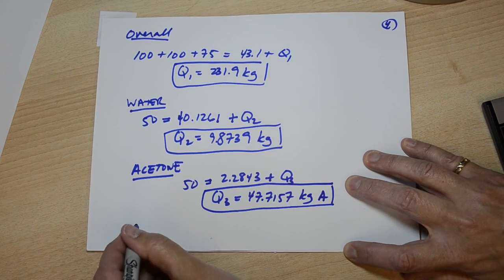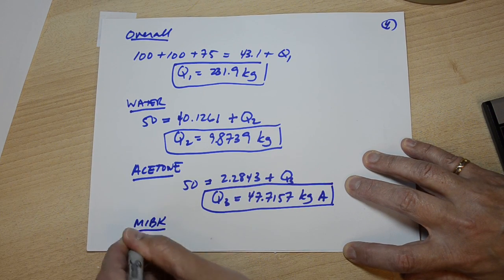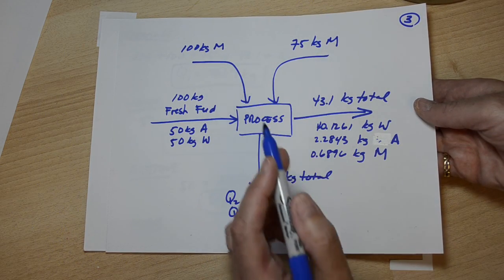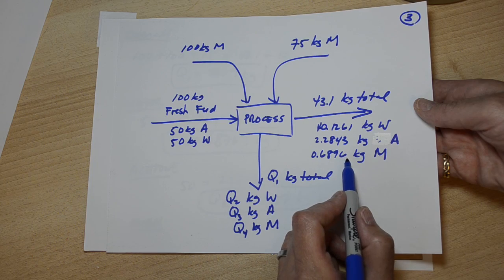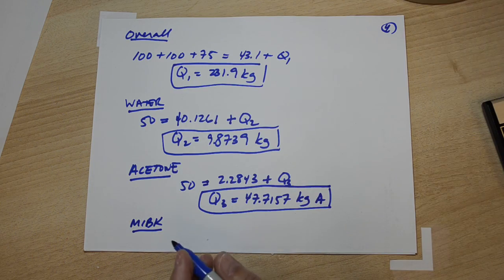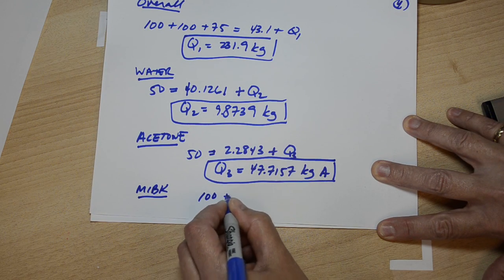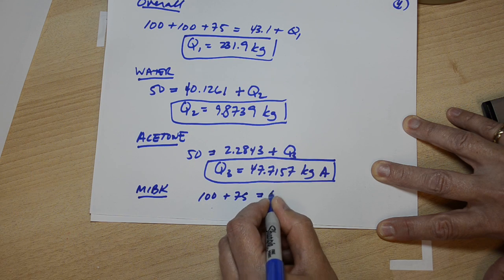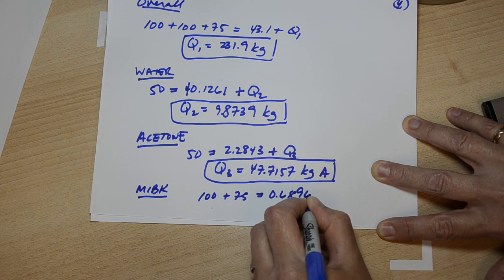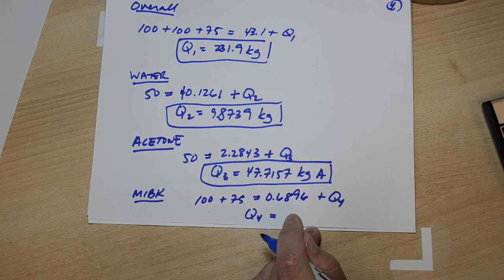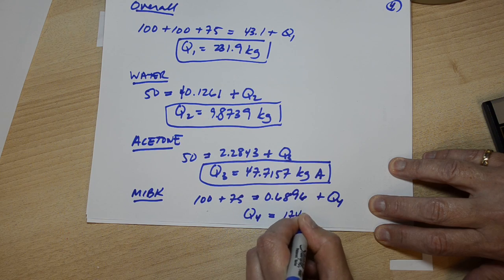And finally, MIBK. The MIBK balance is 100 plus 75 come in, 0.6896 come out, and Q4 comes out. 100 plus 75 equals 0.6896 plus Q4, so Q4 equals 174.3104.